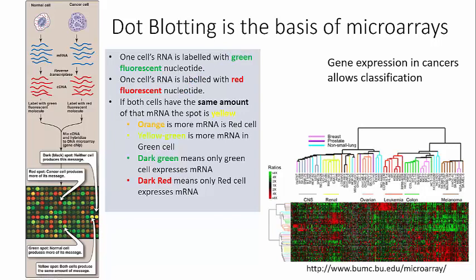When you have equal amounts of both red and green fluorescence, you see yellow. If you have a bit more of the red in the comparison, then you will see it as orange. If you see it as a yellowish green, that means there's more green material there than there is red material. And of course, dark green means that you only have the green type RNA, or whatever you have labeled, and red would mean you have only that from the red cell.